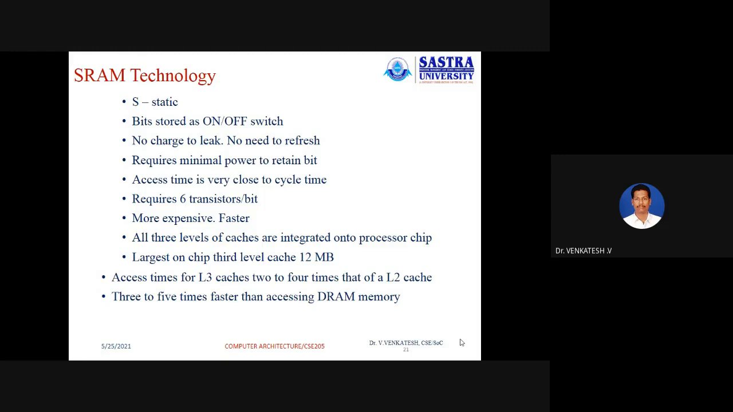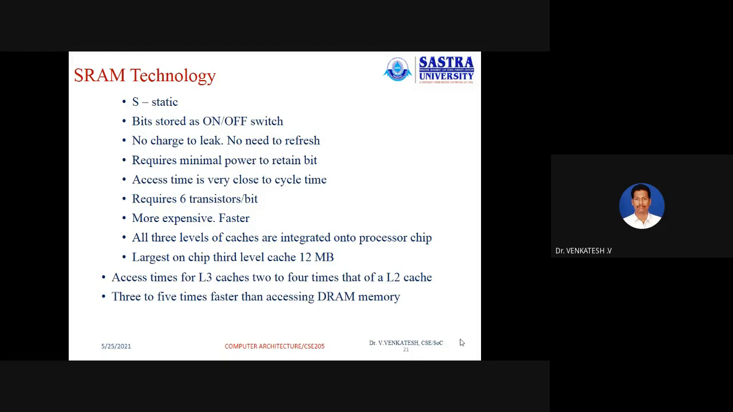The largest is the on-chip third level. If we refer to all three caches being on chip, the size of the third level is going to be a maximum of 12 MB. So the size is also going to be a little larger, and in that case we can avoid miss penalty. The access time for L3 cache is 2 to 4 times that of L2 cache. Why? Because the size is larger, so the time is 2 to 4 times that of L2 cache.